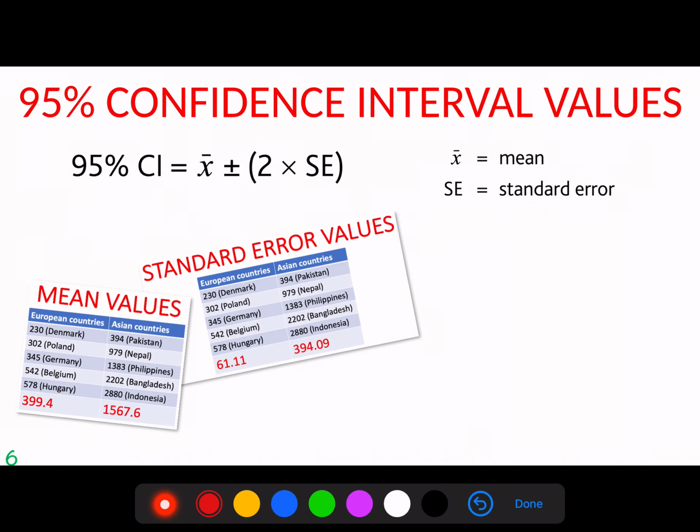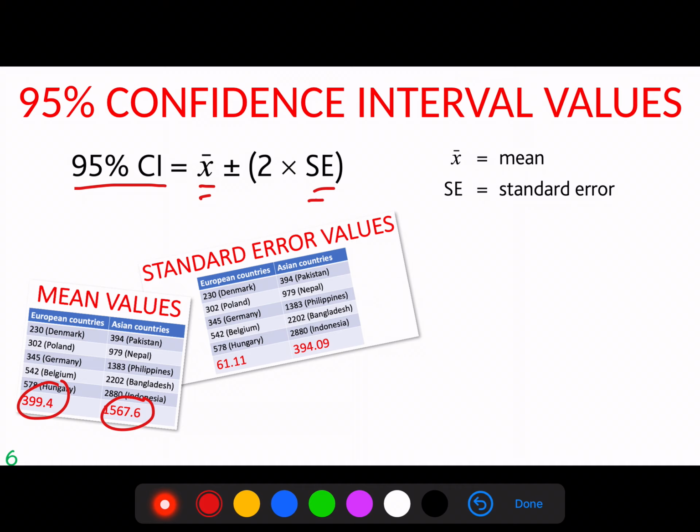The standard error can then be used to calculate the 95% confidence interval values. There it is, look. So how do we do this? Well, the first thing to say is that there are actually 2 values for 95% confidence interval. There's a lower value and an upper value. More on that in a moment. So how do we find this? Well, it's the mean value, which we calculated earlier, plus or minus 2 times the standard error.